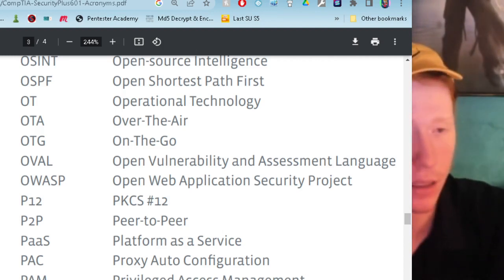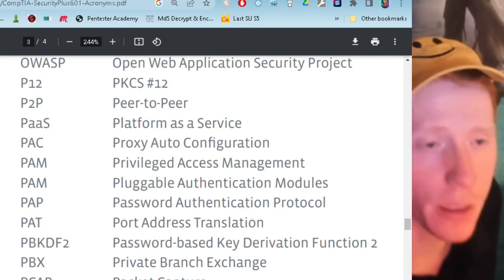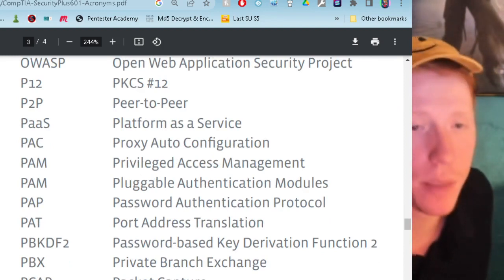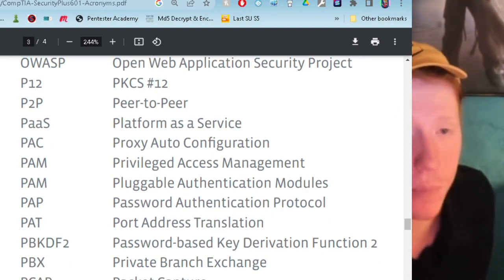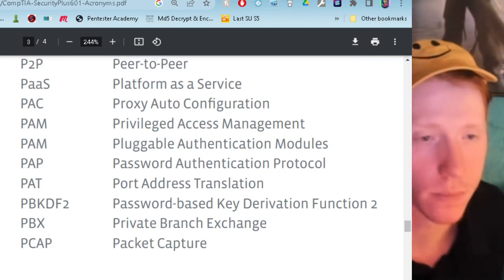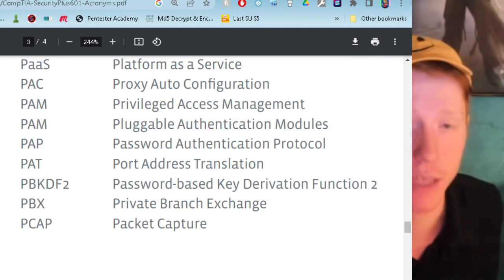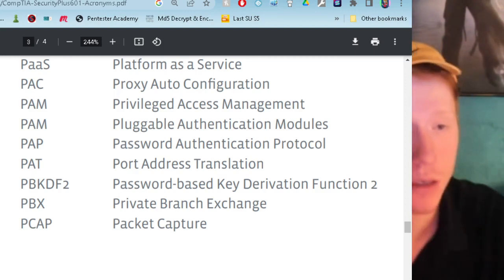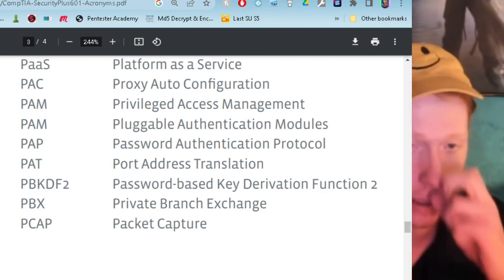And they like to list all the kinds of attacks. P12 is the PKCS number 12. P2P means peer-to-peer. PaaS is a platform as a service. PAC is proxy auto configuration. PIM has two meanings. It can mean privileged access management or pluggable authentication modules. The PAP is the password authentication protocol, and the PAT is the port address translation.